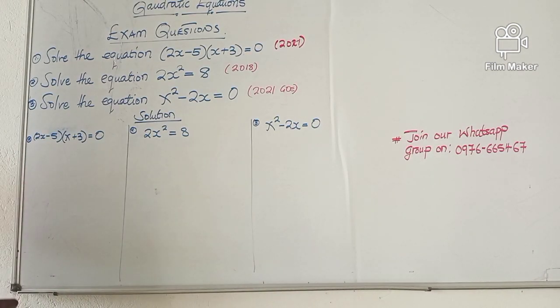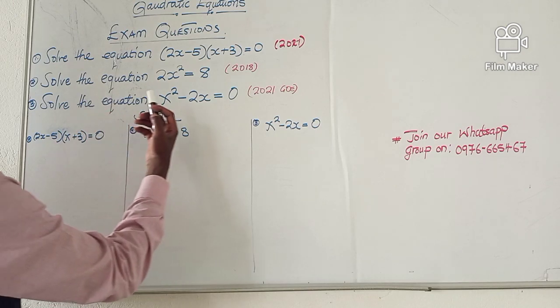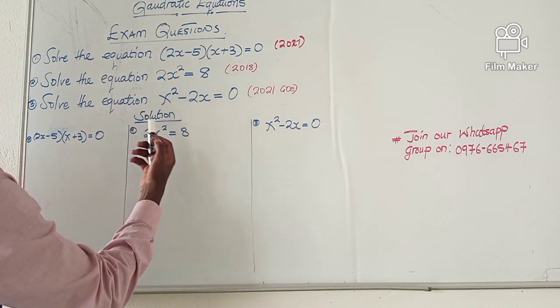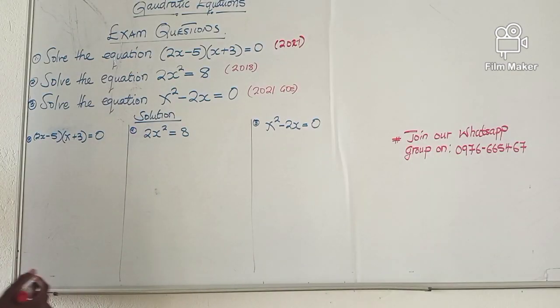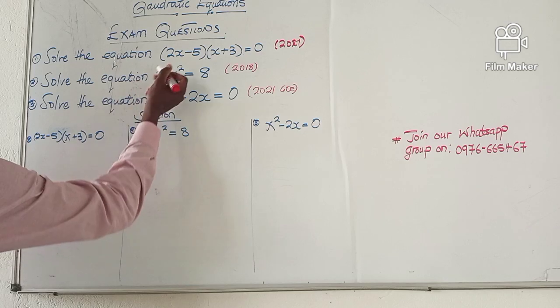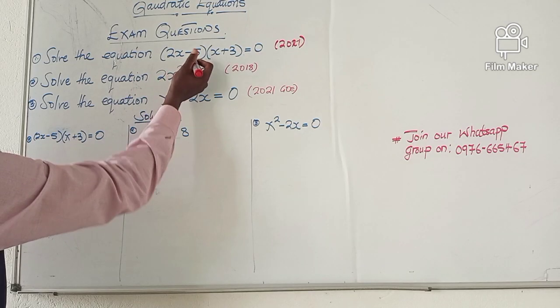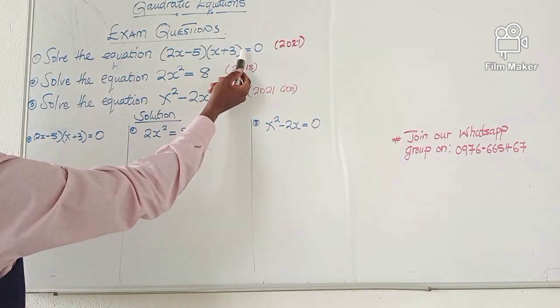We have a question from the 2021 internal paper. We also have a question from the 2018 and also 2021 GCE. Now, let's see how we can solve these equations. So number 1, solve the equation (2x minus 5)(x plus 3) equals to what?